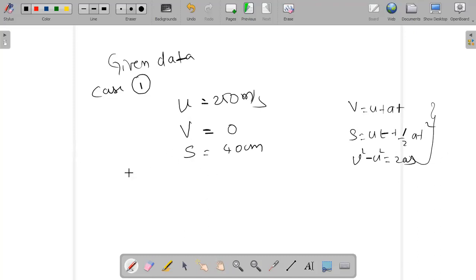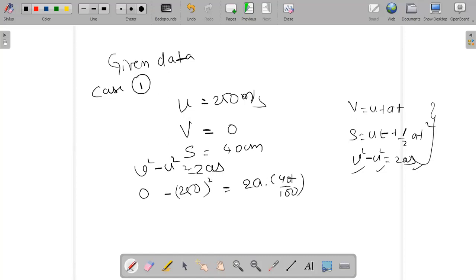So let us take v square minus u square is equal to 2as, because we have got the values of u, v and s. The final velocity is 0, the initial velocity is 250. So 0 minus 250 the whole square is equal to 2a into s, which is 40 divided by 100, because 40 centimeter is converted to meter by dividing by 100, that is 0.4. From here you can calculate the value of a. Tell me what will be the value of a.